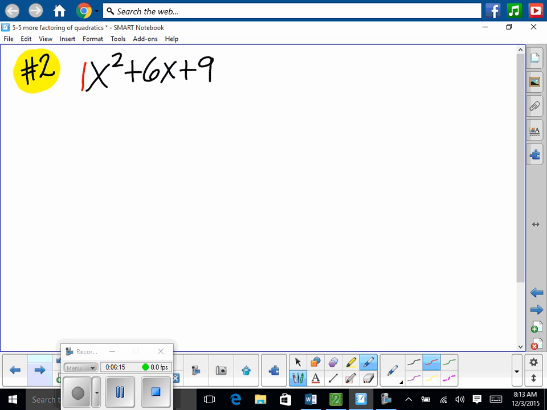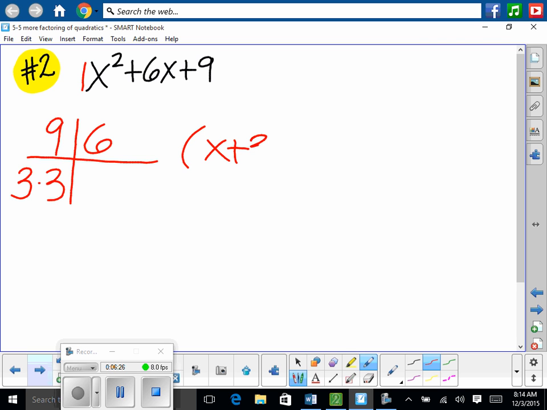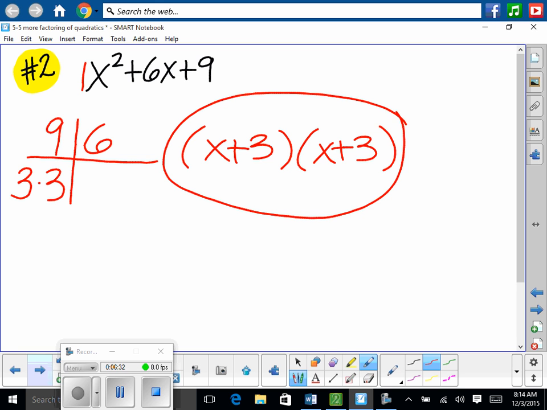Okay, now, number 2, let's do it quick. Can we quick factor? Yes, because A is 1. What multiplies to be 1 times 9, which is 9, and adds up to be 6? 3 times what? 3 times 3. So we know this factors to be x plus 3 times x plus 3. Very good. Questions? Okay.